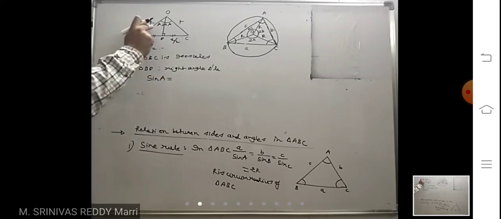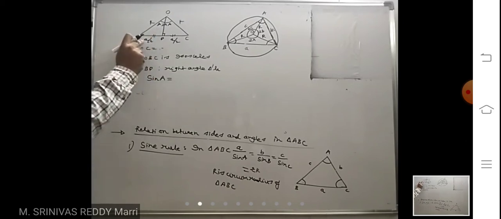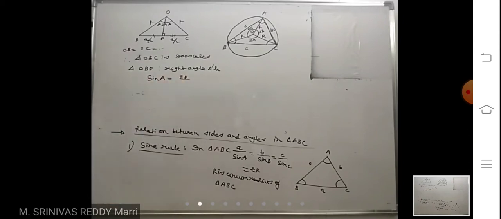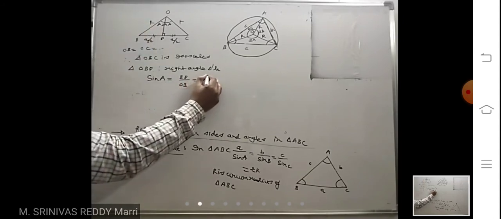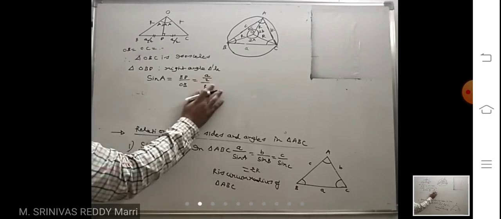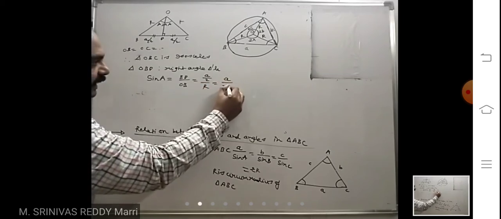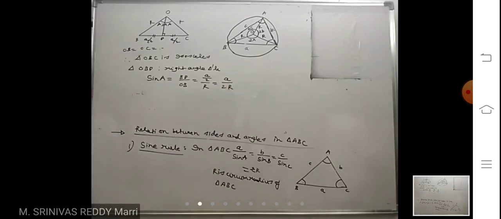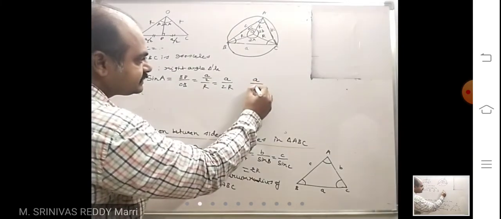In this triangle OBD, sine A is nothing but the opposite side, BD, divided by the hypotenuse. Hypotenuse is nothing but OB, the radius R. That means BD is A by 2, divided by R. So sine A is A by 2R.